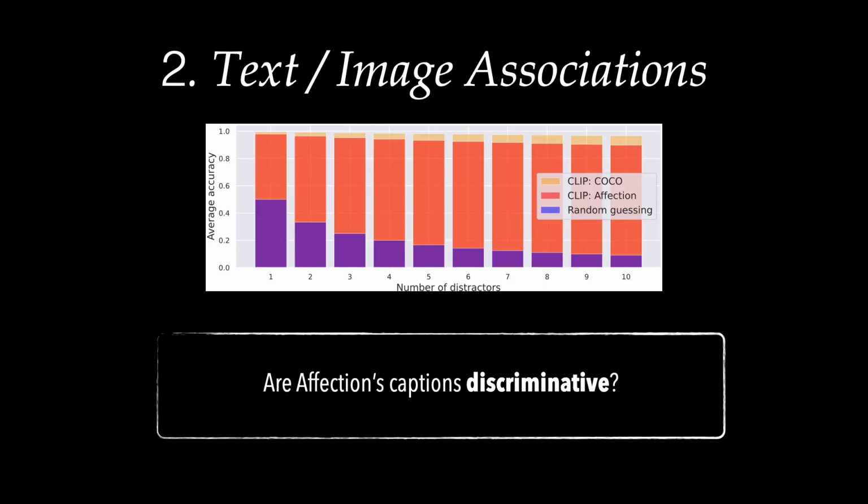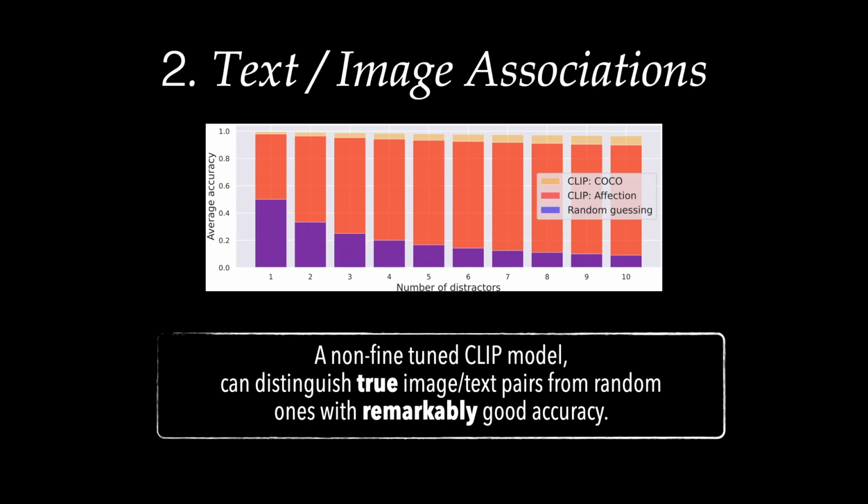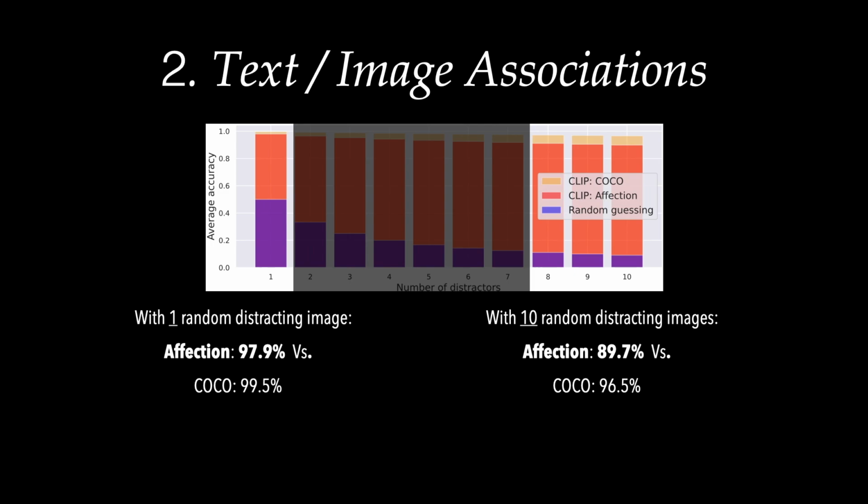For our second task, we investigate the extent to which our affective captions are also discriminative for their underlying images. To answer this question, we use a CLIP model and find that such a network, without ever being fine-tuned on Affection, can still successfully identify images from their underlying affective captions. When we input to CLIP the ground truth image-caption pair and try to confuse this model with random distracting images, CLIP still reports the highest similarity between the ground truth image-text pair, even when the number of distracting images is as high as 10.